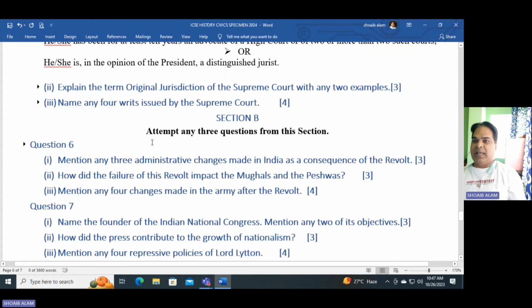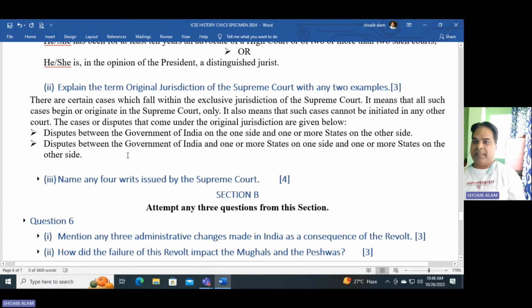The next one, explain the term original jurisdiction of the Supreme Court with any two examples. So let us see. What is meant by original jurisdiction? The cases which come to Supreme Court at the first instance. And examples, if there is a dispute between the government of India on one side and one or two states on the other side, or dispute between government of India and one or more states on one side and one or more states on the other side. So these are the disputes which fall directly under the original jurisdiction of Supreme Court.